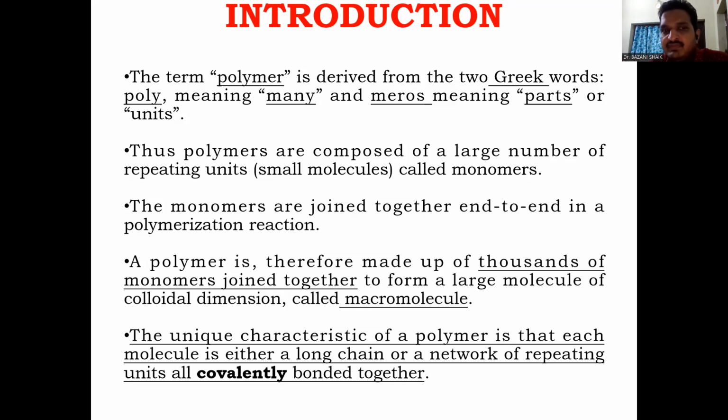A polymer is made up of thousands of monomers joined together to form a large molecule of colloidal dimension called a macromolecule. This is the concept involved in these polymers. The unique characteristic of a polymer is that each molecule is either a long chain or a network of repeating units, all covalently bonded together.